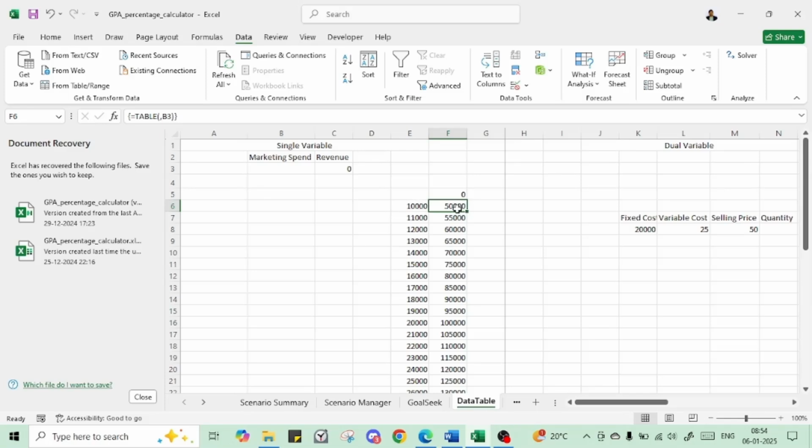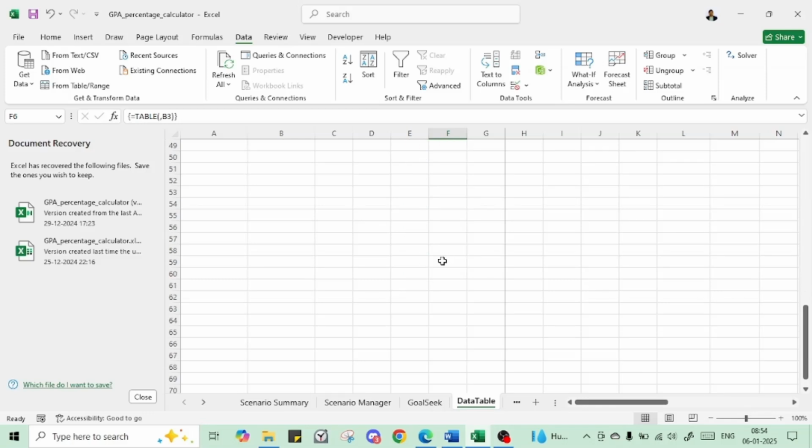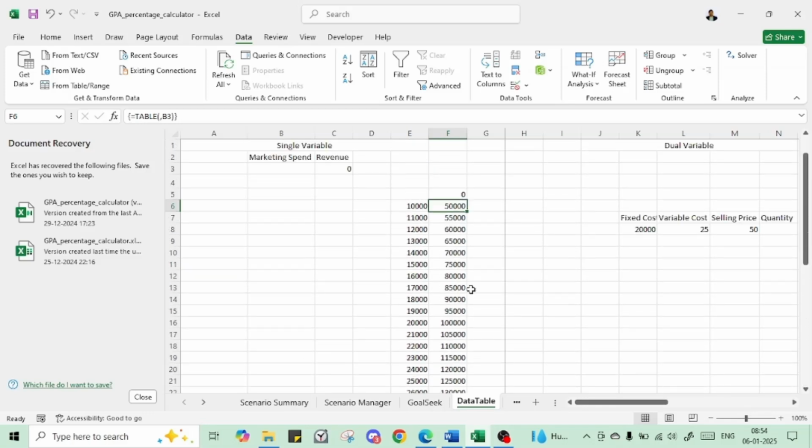For $10,000 you get $50,000. For $11,000 you're going to have $55,000. For $12,000, $60,000. It's something like that we are getting. But here we have only one change, in one variable. What if the change is in two variables? So let's get to the next example. Let's get to the question.